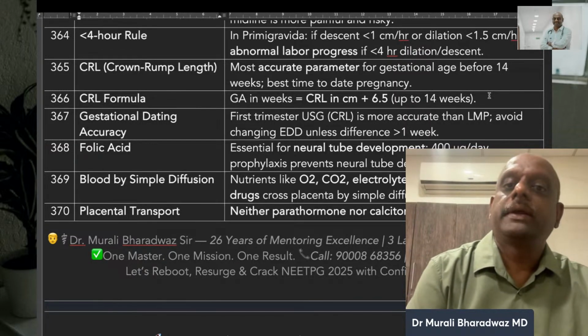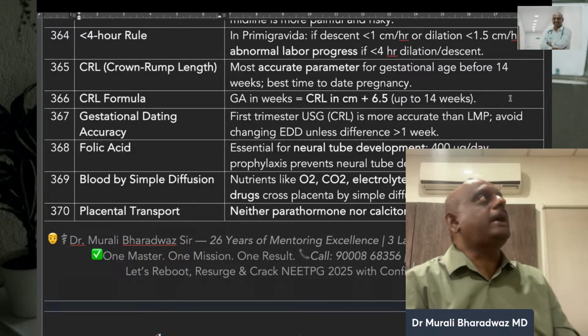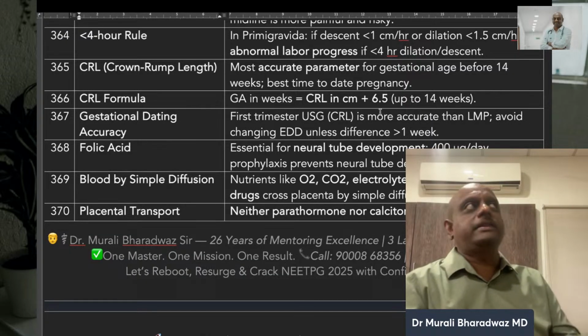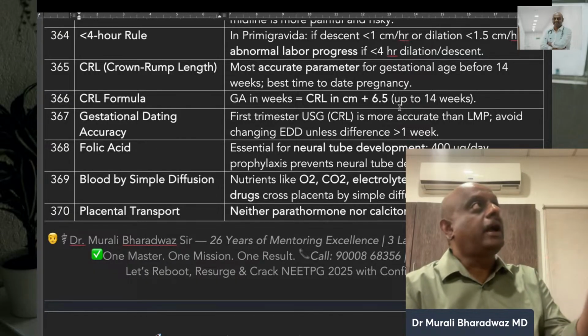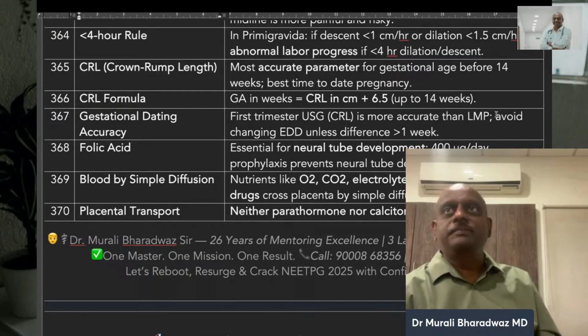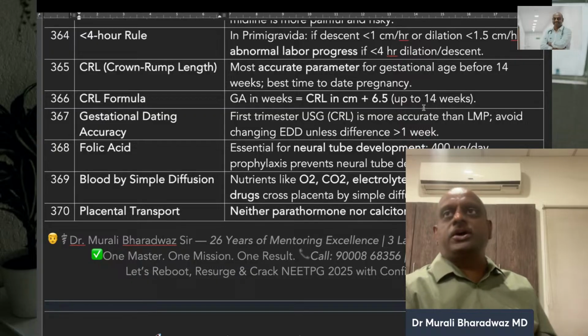So it is the most accurate. So how can you calculate the gestational age? Crown rump length 10 centimeters plus 6.5 will give you up to 14 weeks. Let's say the gestation is up to 14 weeks.